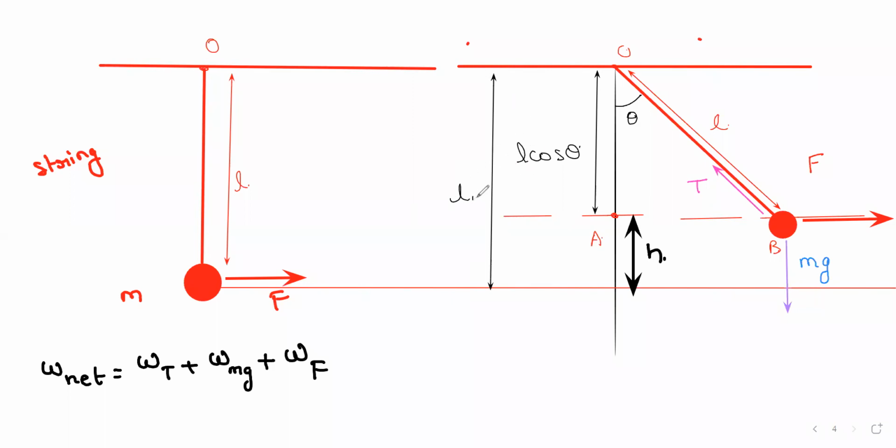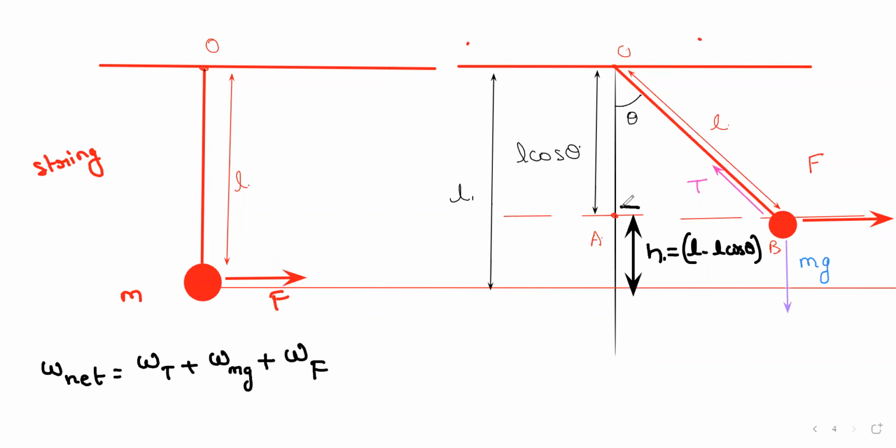Plus L cos theta. See, from O to A, this length is L. From here to here it's L cos theta. So H is how much? L minus L cos theta. Very good. L minus L cos theta, right?